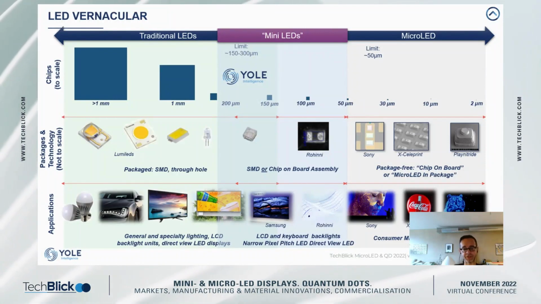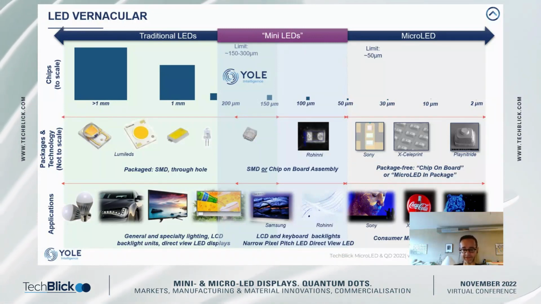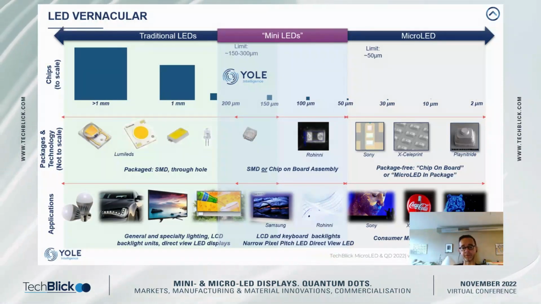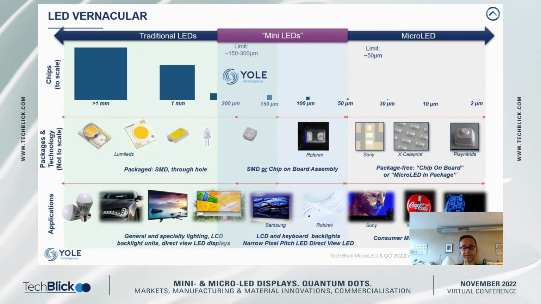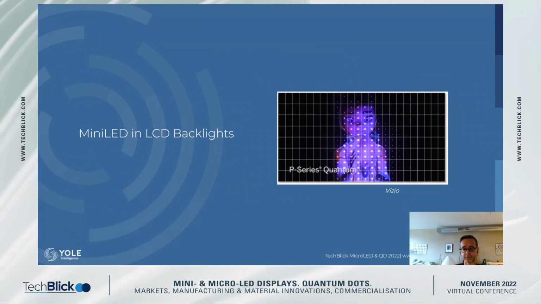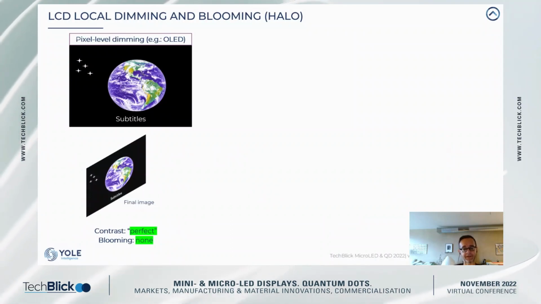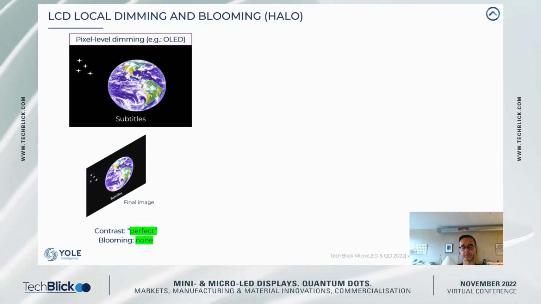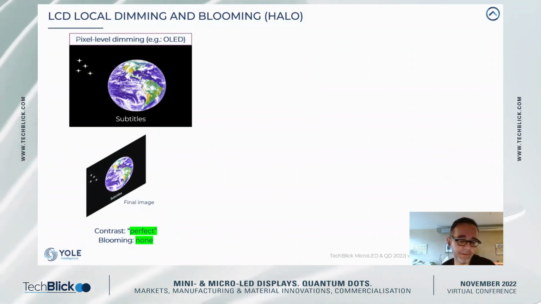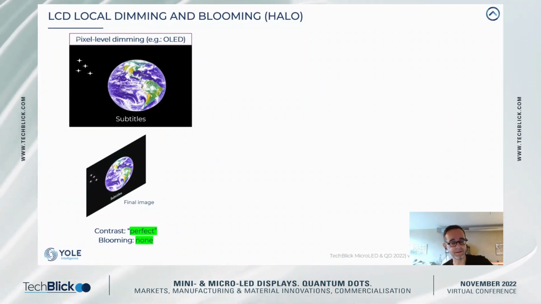It's more the application that defines mini LEDs. So for our purpose today, we consider LCD backlights and narrow pixel pitch direct view LED displays as the key mini LED display applications. So let's start with mini LED LCD backlights and first maybe go through some basics of the different display technologies. Start with OLED, which is a self-emissive display, so every pixel can be switched off completely. And in theory, OLED displays can deliver perfect black and infinite contrast.